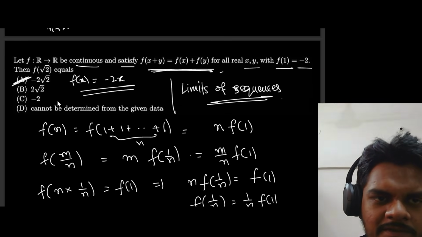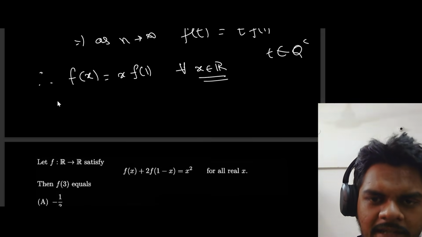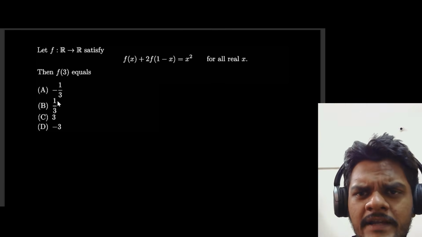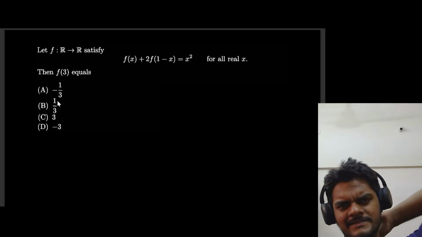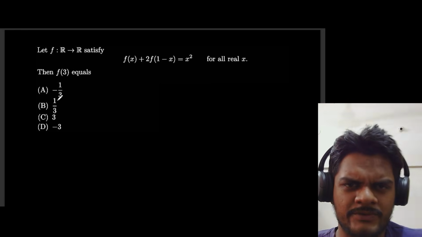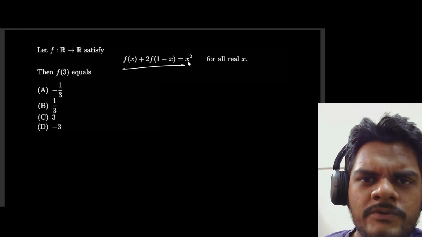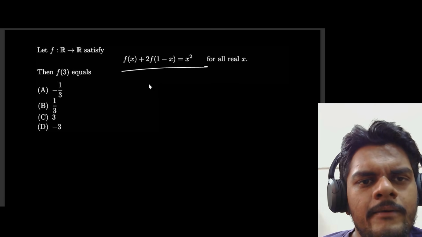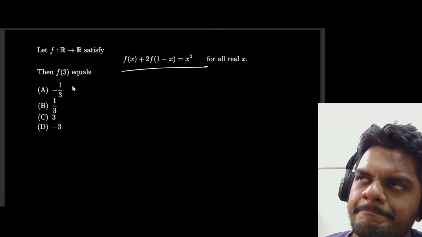I hope it was clear. All right, that's this question about... Again, pause the video and try out this question. I think this is a very interesting and very easy question to solve. f of x plus 2 times f of 1 minus x is equal to x squared, and we want to find f of 3.